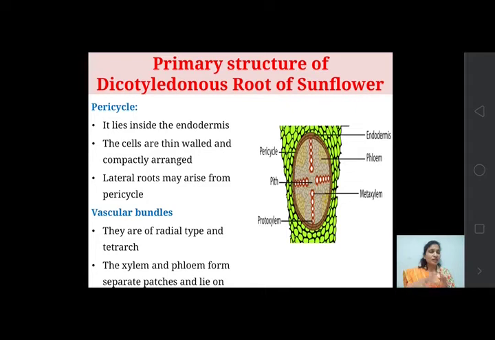These xylem vessels, when there are large vessels, are known as the metaxylem, and the smaller vessels are known as the protoxylem. This red region is the xylem tissue, and the yellow patches you can see in between the red regions are known as the phloem part.